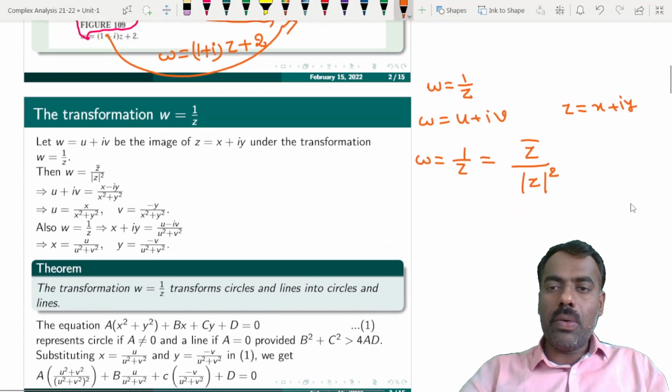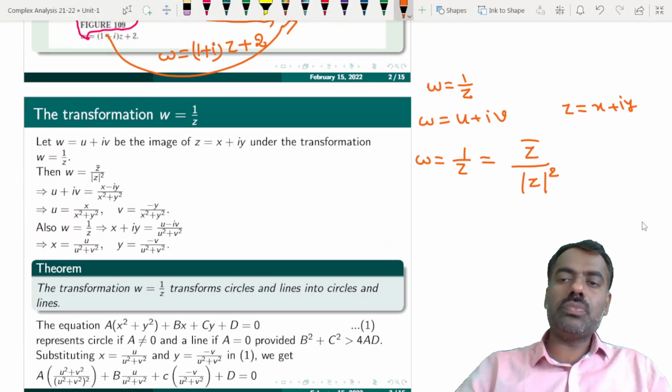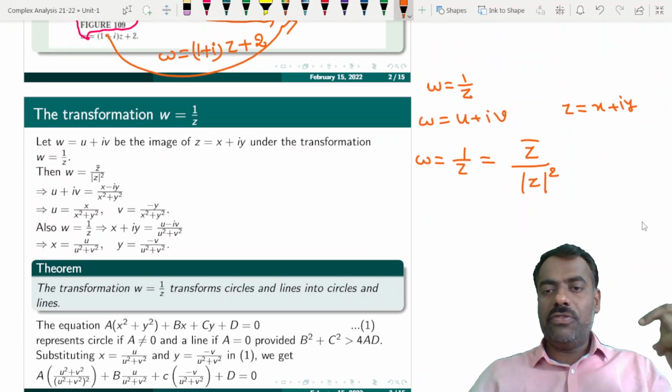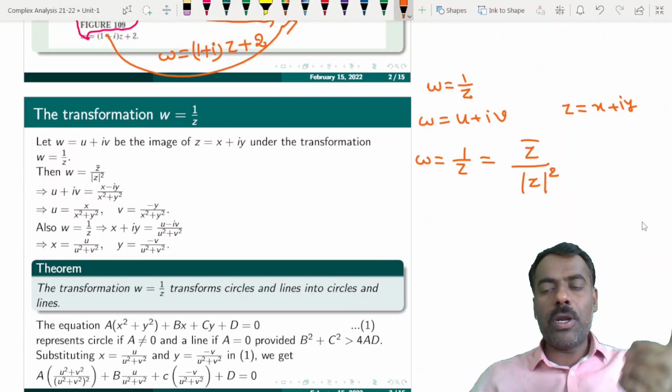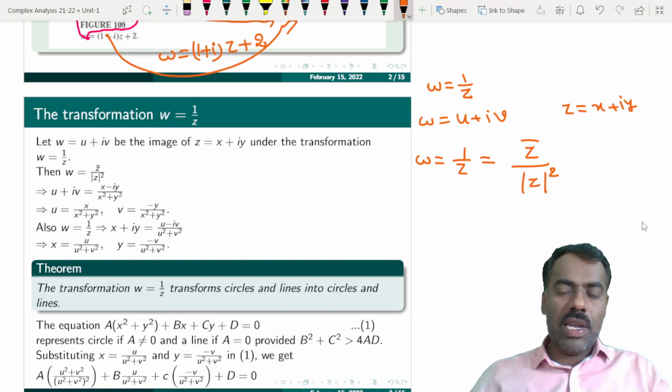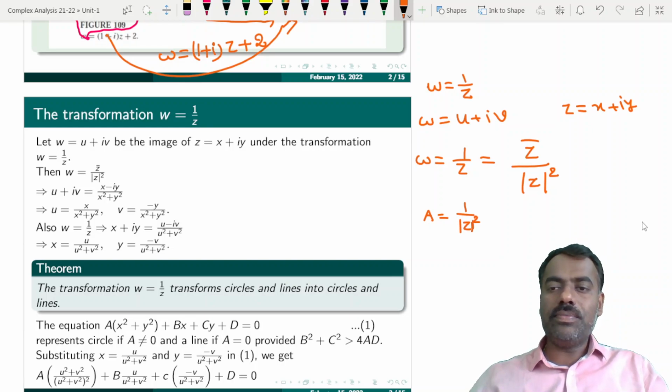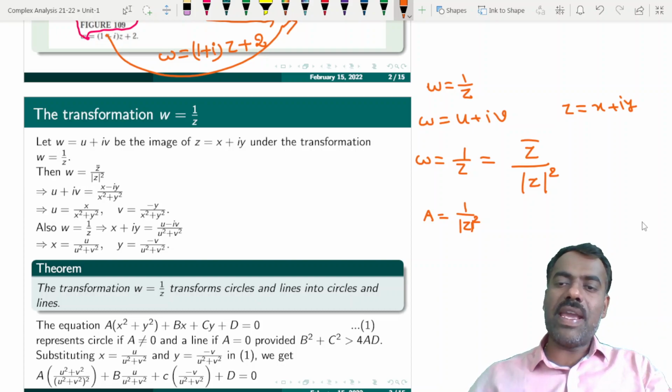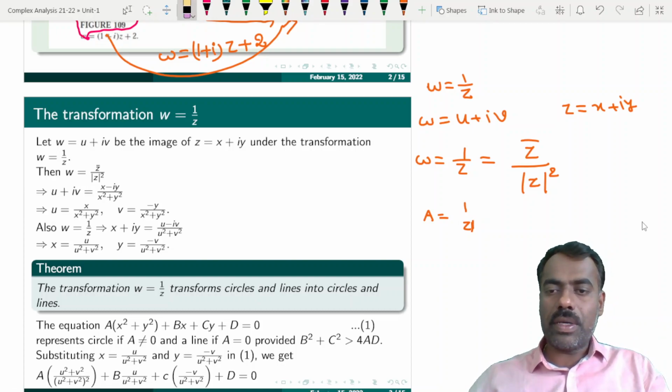So how you can understand this is, you take z upon mod z square. If you call 1 by mod z square as A, so A is 1 by mod z square, right? Then it is z by A times z. Then we are taking z bar of that one.